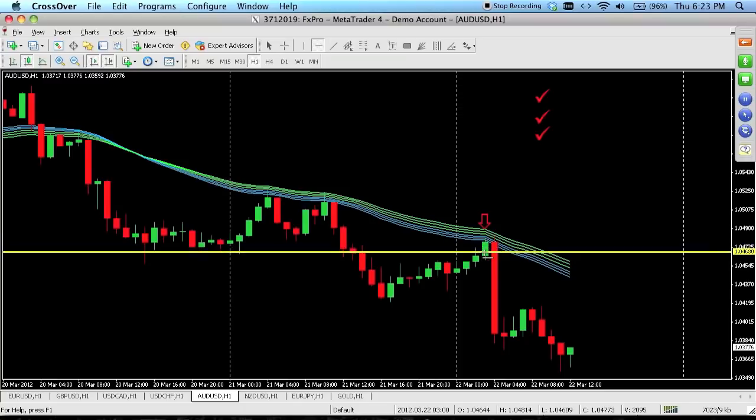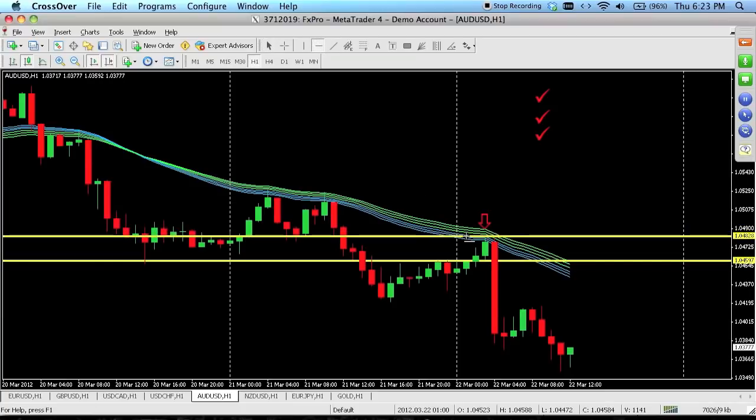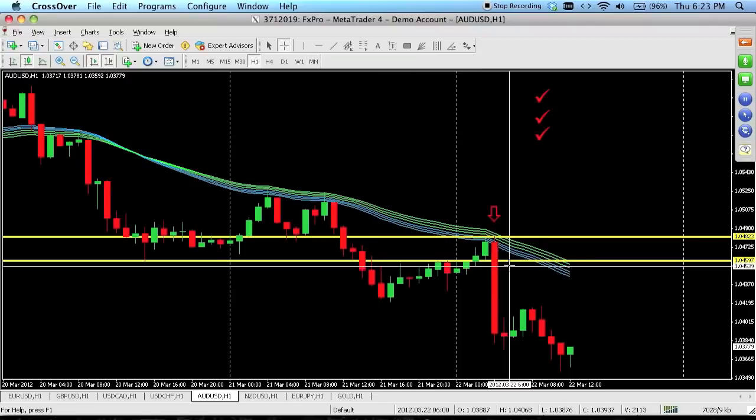We place our entry right here. The next candle opens. We place our stop right there. Now, how many pips away is our stop?